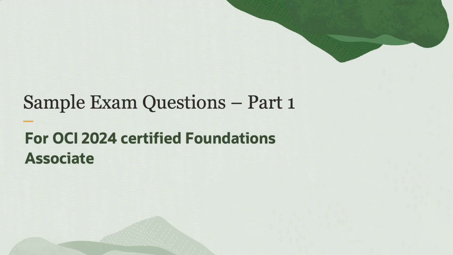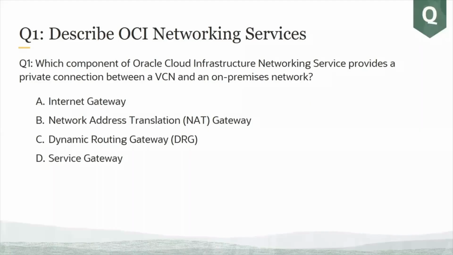So let's get started. The first question here is around the OCI networking service. The question says, which component of OCI networking service provides a private connection between a VCN and an on-premises network? The keyword here is private connection between VCN and on-premises network. You get 4 options, and these are all gateways: Internet Gateway, NAT Gateway, Dynamic Routing Gateway, also referred to as DRG, and Service Gateway.